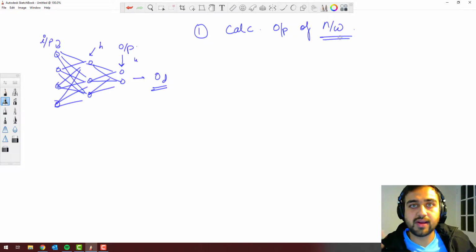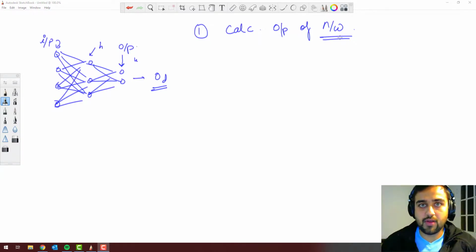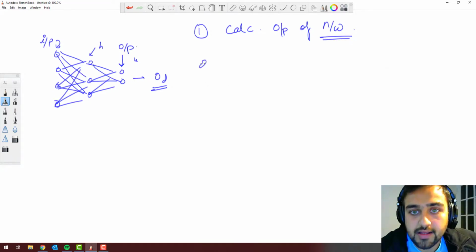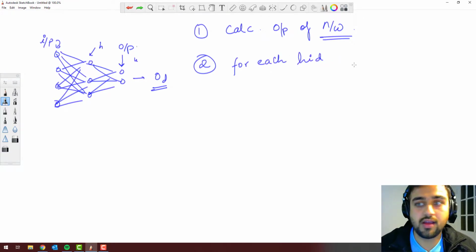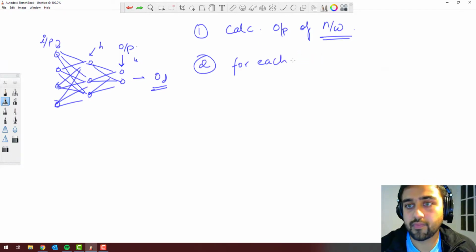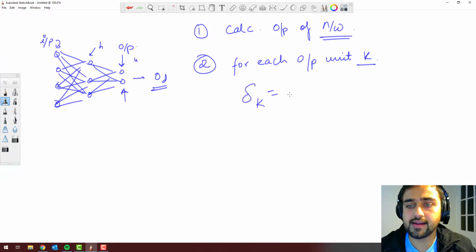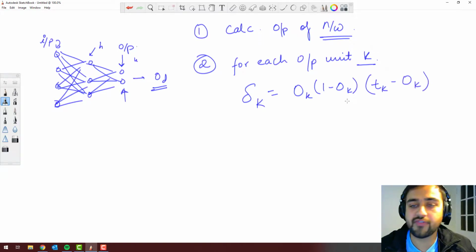Now, once we have calculated the output of the network and we see that there is a discrepancy between t_d and our o_d, in order to reduce the difference between them, or reduce the error, we need to update our weights by going backwards, right? So once we've calculated our o_d, we need to find, for each output unit K, right? So these are our output units. We have 2 output units. We need to calculate delta_k, which is defined as o_k (1 minus o_k)(t_k minus o_k), where o_k is the output of our network.